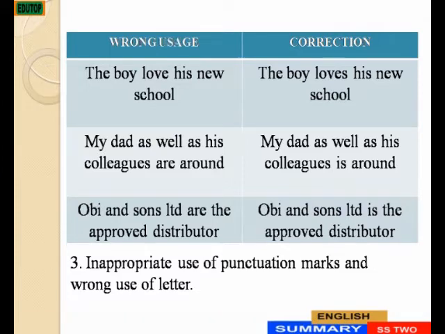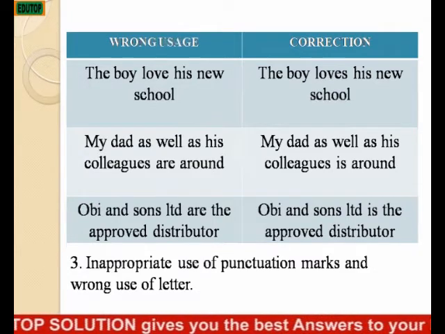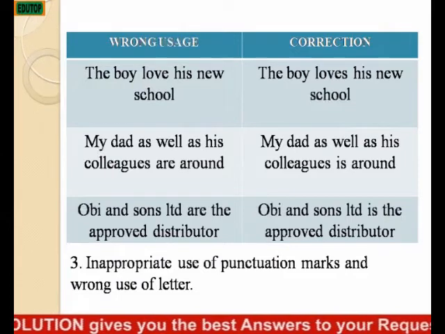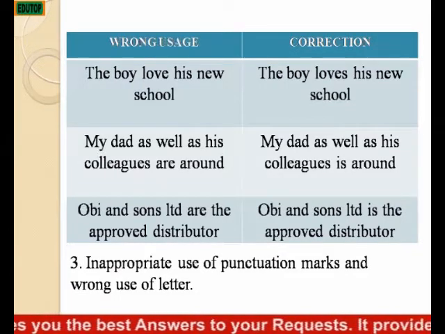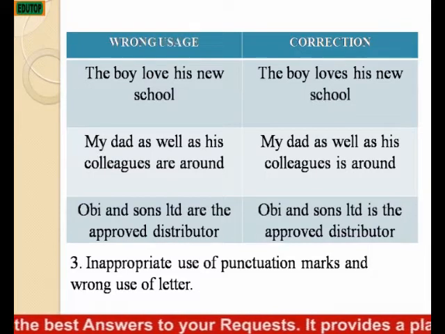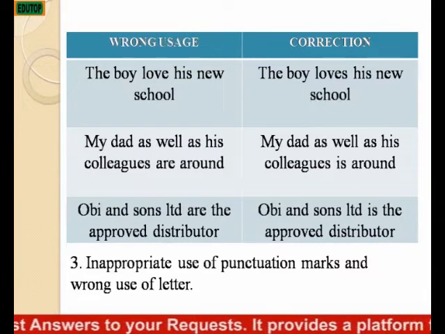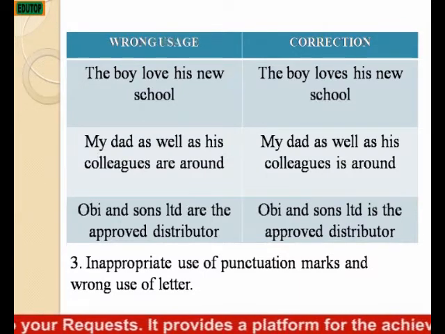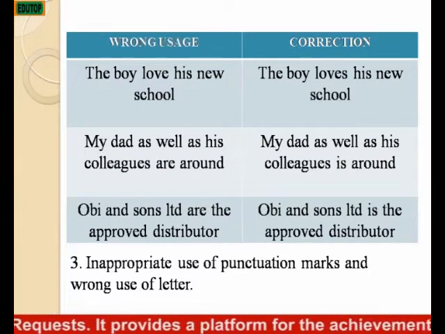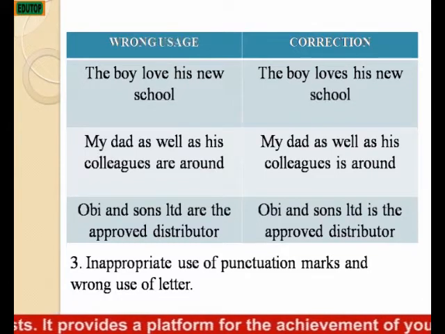Obi and Sons Limited are the approved distributor. Are in this context is wrong because Obi and Sons Limited is referring to a singular noun, and so it should attract a singular verb, which is is. So we are going to have Obi and Sons Limited is the approved distributor.